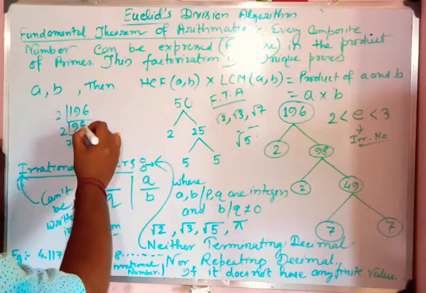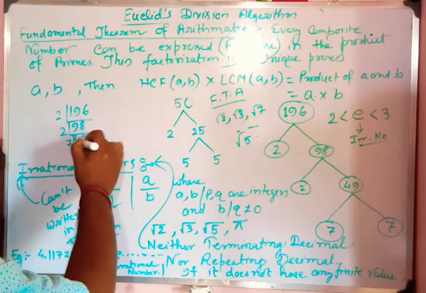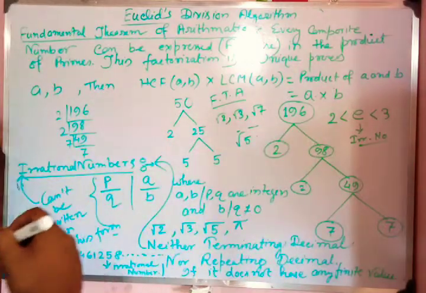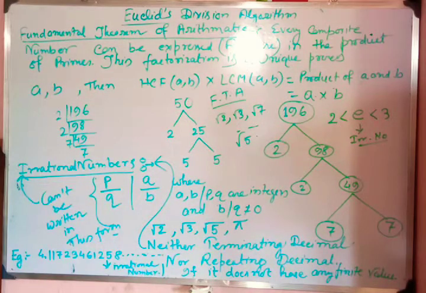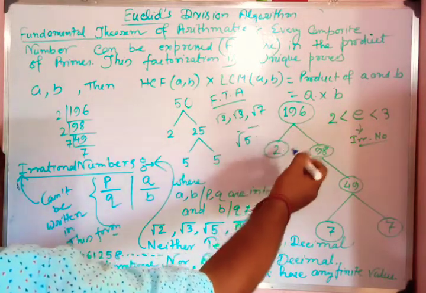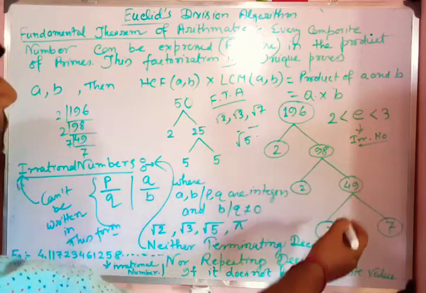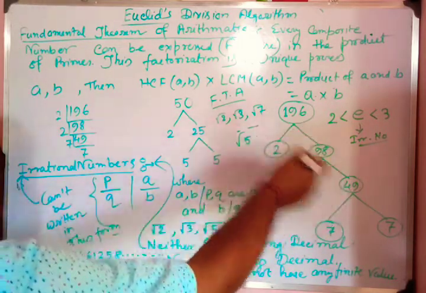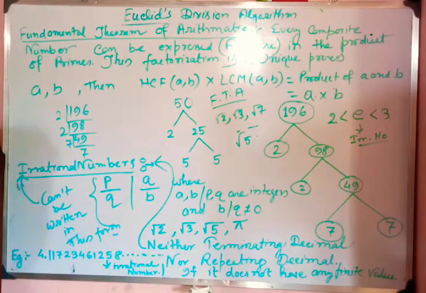196 means 2 times 98, 2 times 49, 7 times 7. So this is known as a factor tree. Hope you already know about it. As you can see from the board, this is the factor tree, and 196 is equal to 2 times 2 times 7 times 7. Okay, so this is the fundamental theorem of arithmetic.